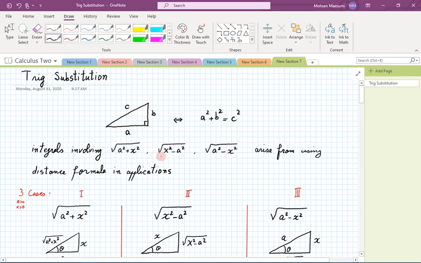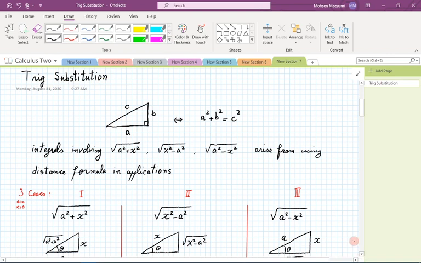So one of these types of things shows up in a large number of applications. The integrals that contain these expressions can be calculated rather easily with the use of trigonometric substitution. Trigonometric substitution refers to a situation where we consider an angle in this right triangle and express all of these things in terms of that angle. Let's quickly go over some of the main and basic ideas.